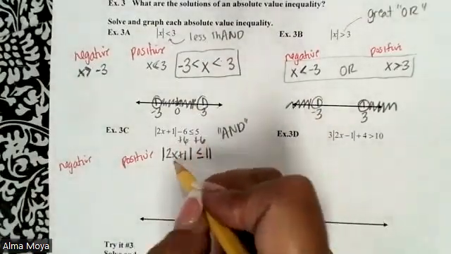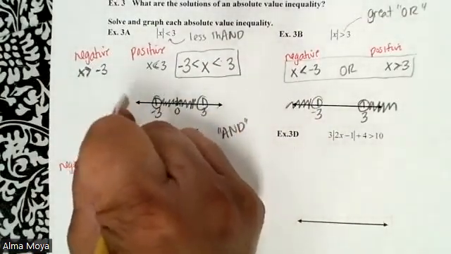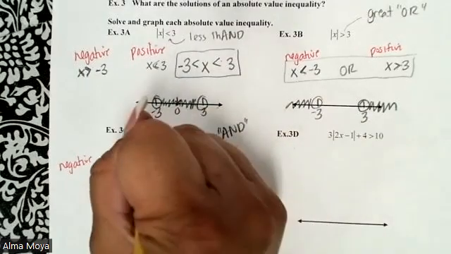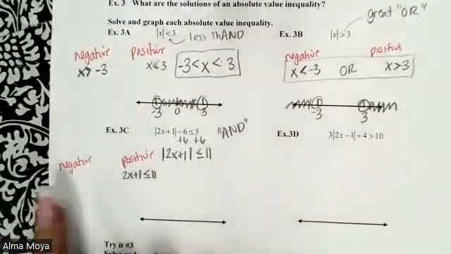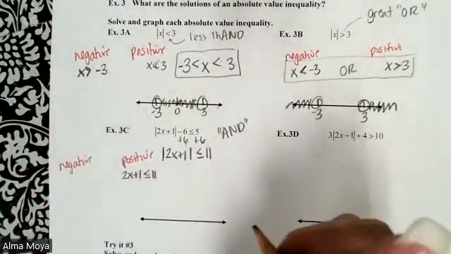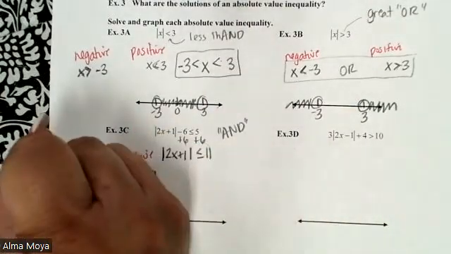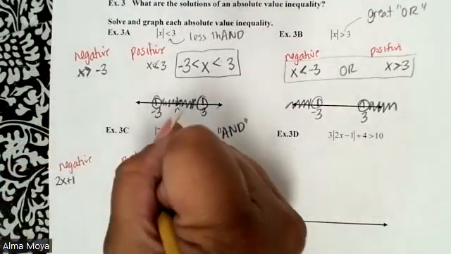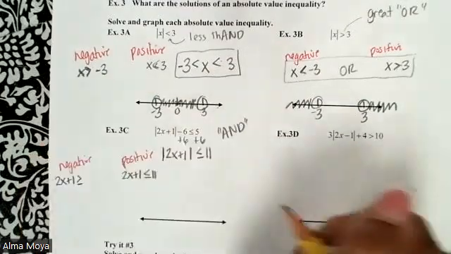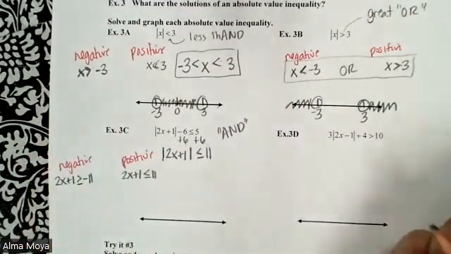The positive, you're going to leave it alone. So that's just 2x plus 1 is less than or equal to 11. But on the negative, when you make it equal to -11, you need to flip the inequality symbol. So this is going to be a 2x plus 1, but instead of the less than symbol, it's a greater than symbol. And then that's going to equal the negative value.